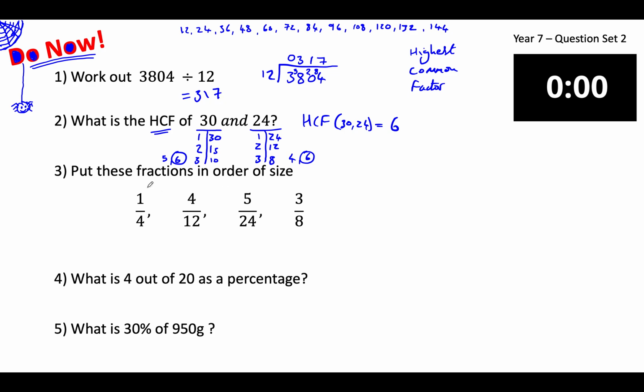Right, put these fractions in order of size. Well, firstly, we can't compare them at the moment because they've got different size denominators. So we're going to change them so they've all got the same denominator. Now, all of these numbers, the 4, the 12, the 24 and the 8, all go into 24. So I'm going to change all of these fractions so that they are over 24. I don't need to change the one that's over 24 itself because that's fine. Right, this one, I need to times the bottom by 6 and the top by 6.